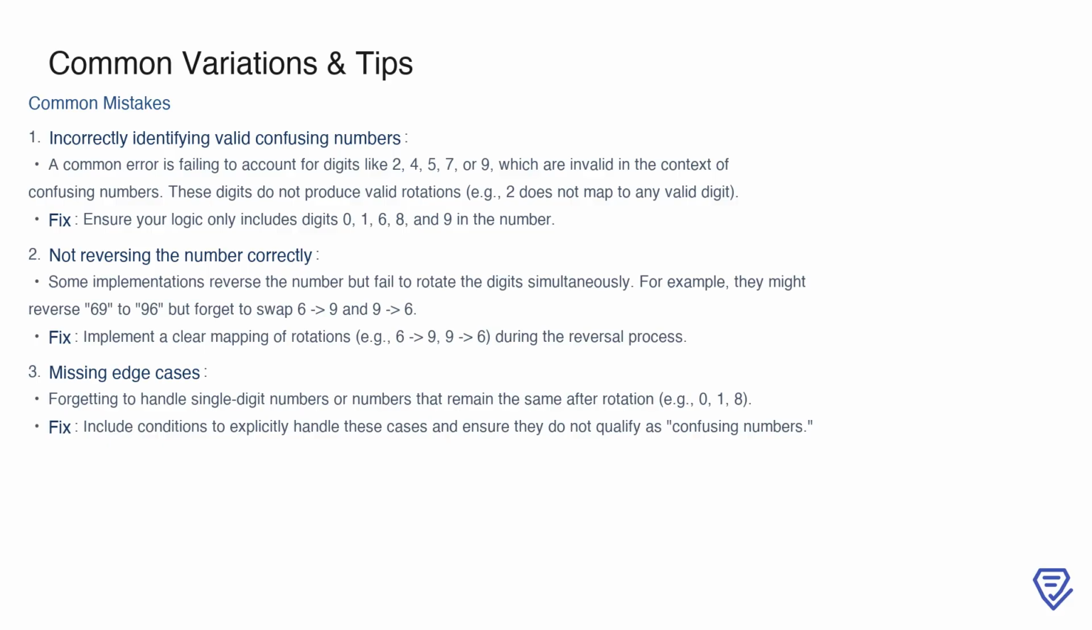Another frequent issue is reversing numbers without applying the correct rotations. For example, reversing the number 69 gives 96, but you also need to swap 6 with 9 and vice versa during the process.